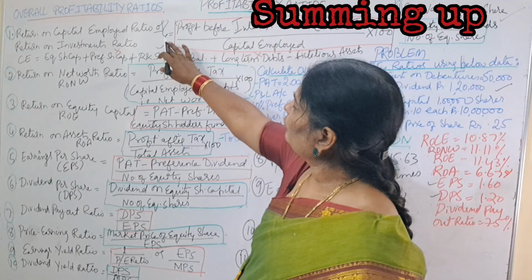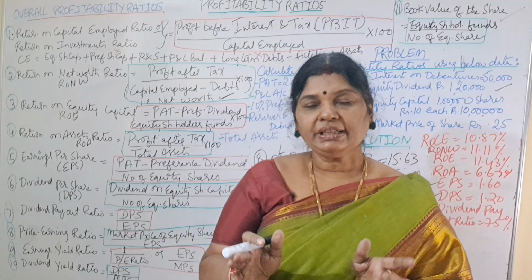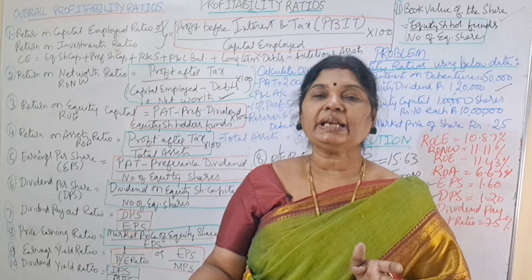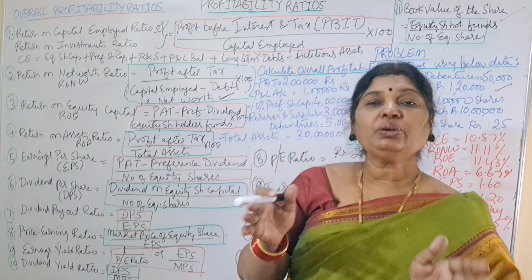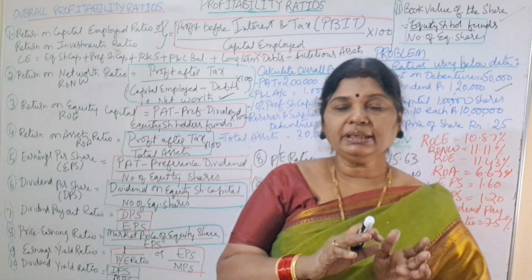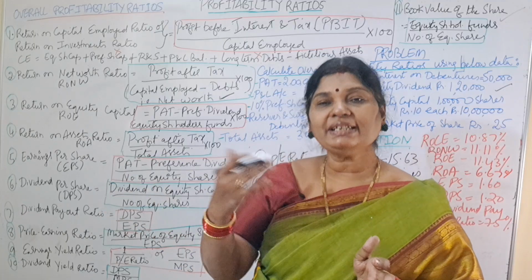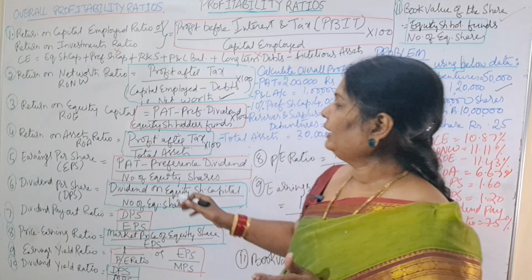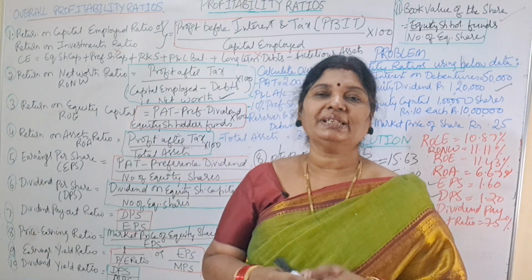So the return on capital employed ratio will tell us how much capital is totally invested in the business and what is the return on the total capital employed. And return on net worth will show the return on the shareholders funds only, not on the long term debts. So on the shareholders funds, what is the return that is earned? And coming to the third one, this will show only the return on equity shareholders funds.